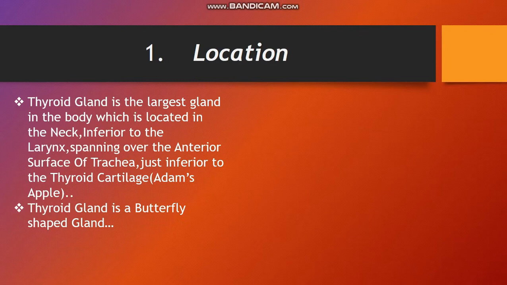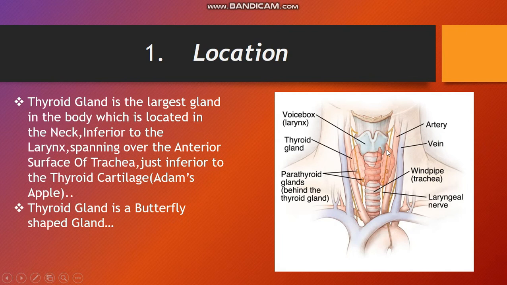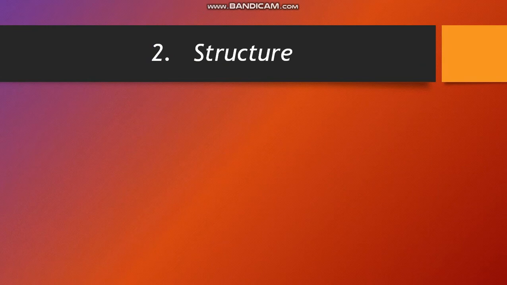Thyroid gland is a butterfly-shaped gland. You're looking here, this is the thyroid gland. This is the voice box, larynx. And the parathyroid glands are embedded on the posterior aspect. The artery and the vein, windpipe, laryngeal nerve. The parathyroid glands are embedded behind the thyroid gland. You must keep in mind regarding its location.